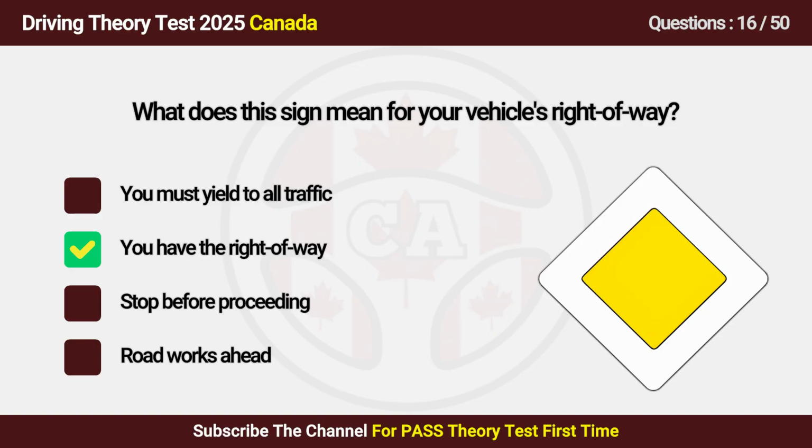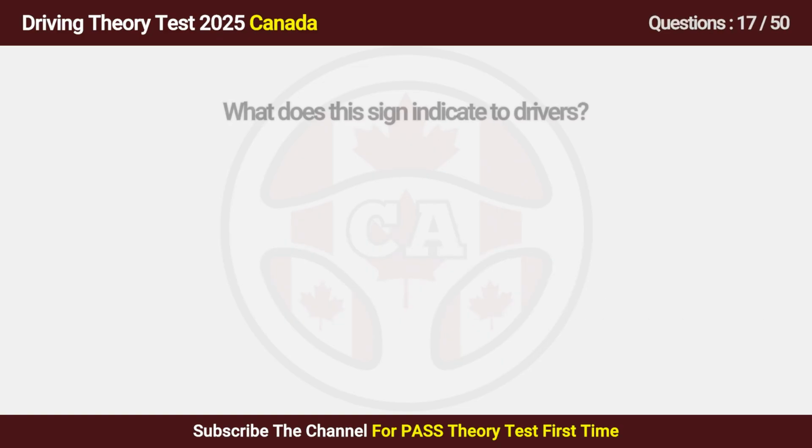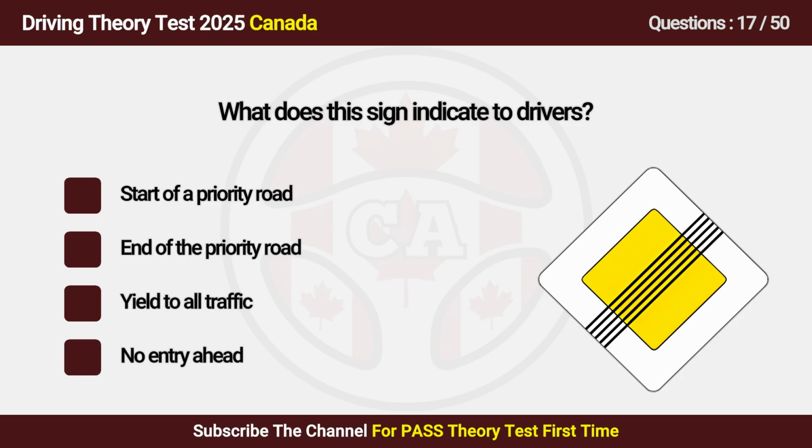Answer is B. You have the right of way. This priority sign indicates that you are on a priority road, meaning you generally have the right of way over traffic entering or crossing from intersecting roads, unless otherwise directed. Question 17. What does this sign indicate to drivers?